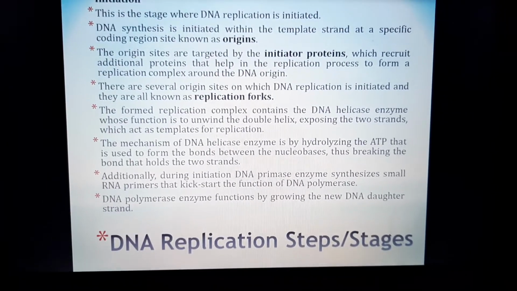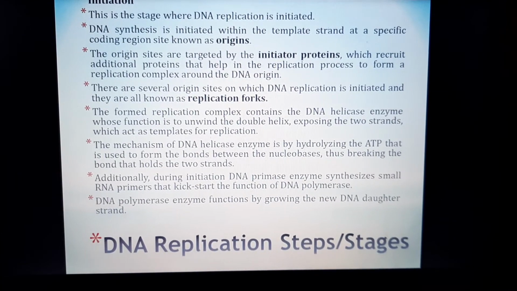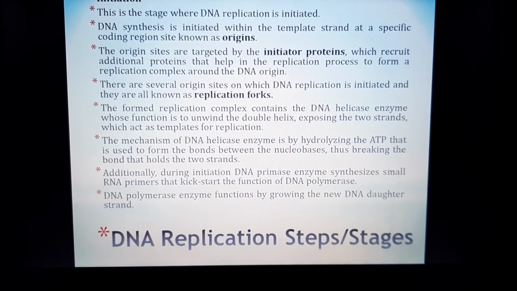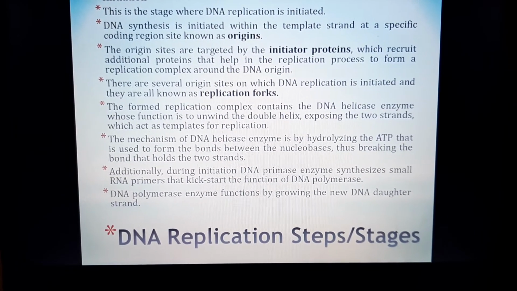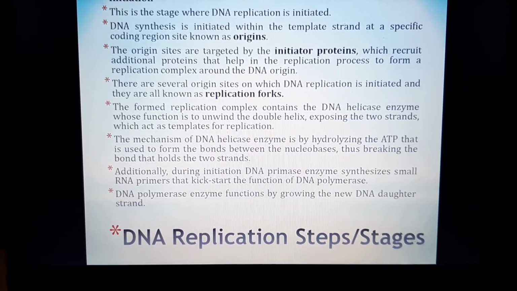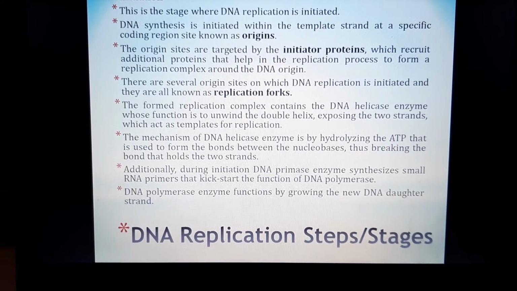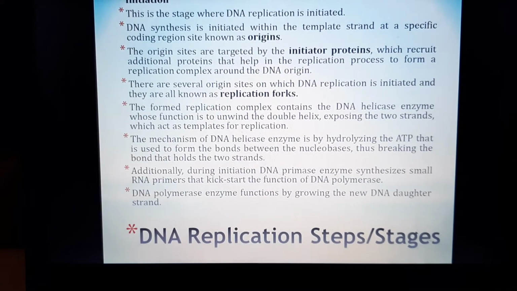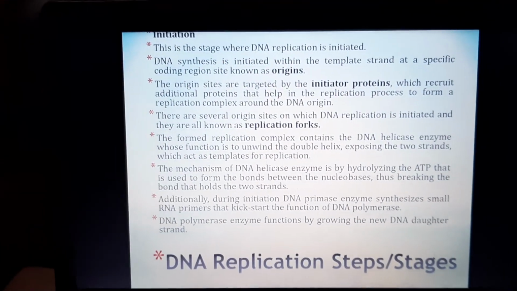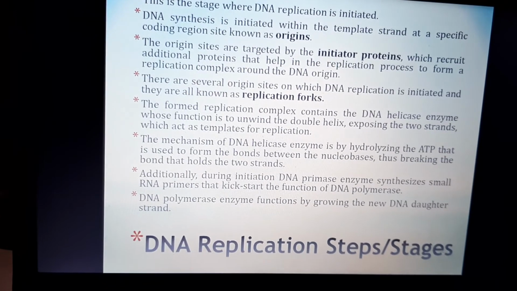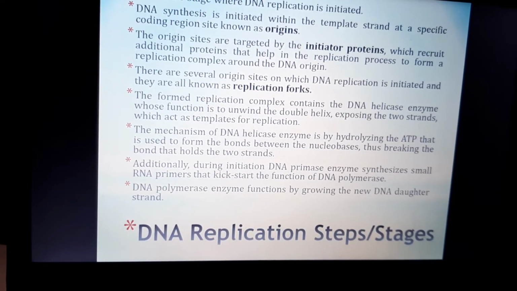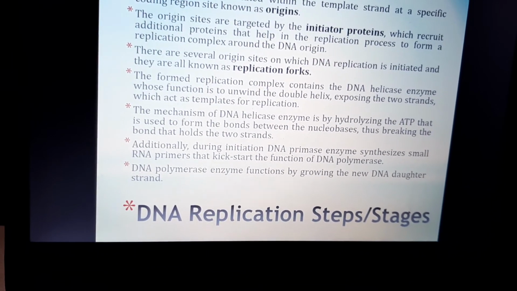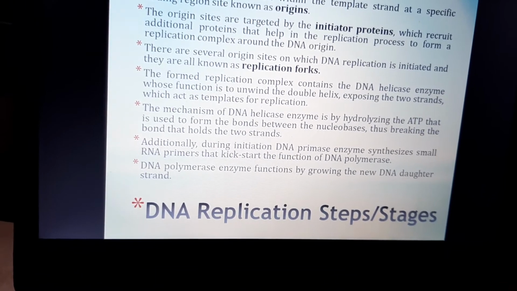Next, DNA synthesis is initiated within the template strand at specific coding region sites known as origins. The origin sites are targeted by initiator proteins with recurrent additional proteins that help in the regulation process to form a replication complex around the DNA origin. There are several origin sites on which DNA replication is initiated, and they are all known as replication forks. The formed replication complex contains the DNA helicase enzymes whose function is to unwind the double helix, exposing the two strands which act as templates for replication.